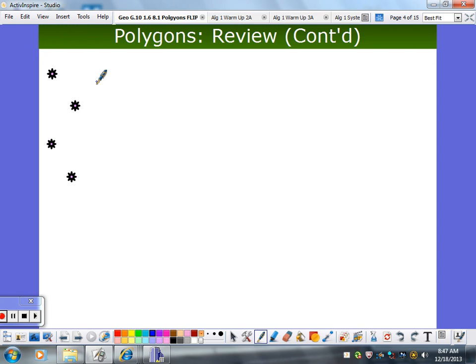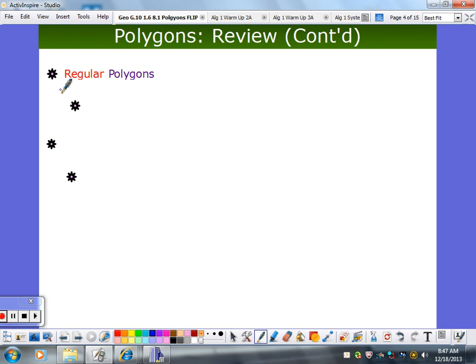Alrighty. What else? Yes. Will it be like a question on the test saying which is concave, which is convex? It's possible. It's possible, that's all I'll say. And if I'm talking about it, it's fair game. Okay, again, this is overview, right?